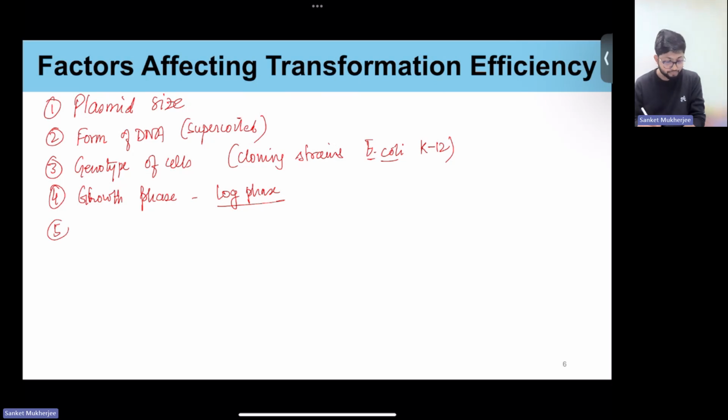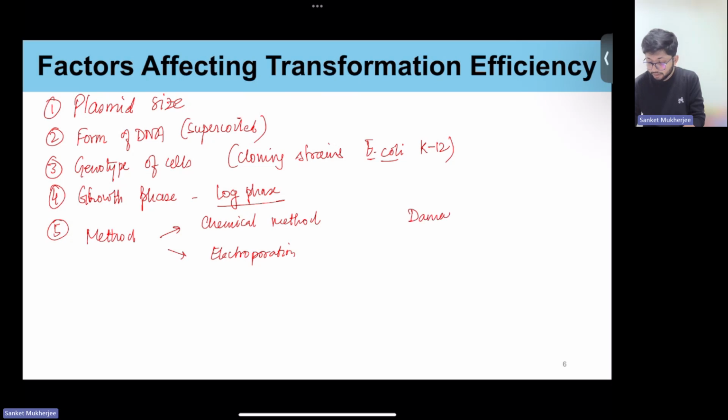Then we come to the method of transformation. So there could be a chemical method or electroporation that can also determine the transformation efficiency. And whether there is any damage to DNA, there could be UV damage, or anything else, that can also cause problems.